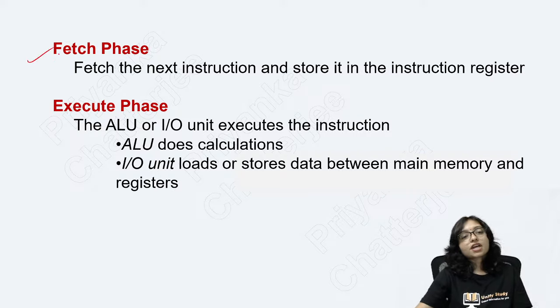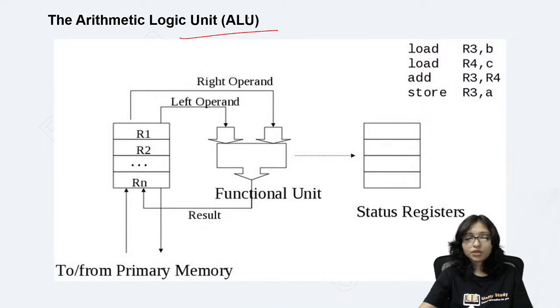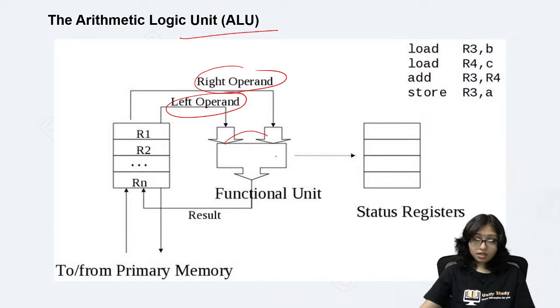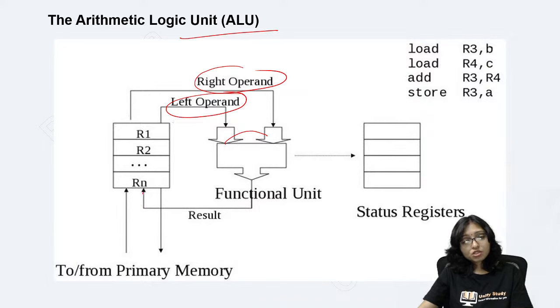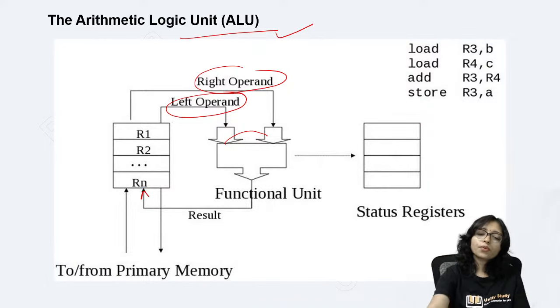So this is the instruction cycle: fetch, decode, execute. And you can see here how the arithmetic logic unit is working. Whenever you are taking operands, you have to take the right operand and left operand separately. Then after that, it does the operation. After doing the operation, the result will be stored again. This is the way the ALU works, because the arithmetic logic unit has to do the operation.